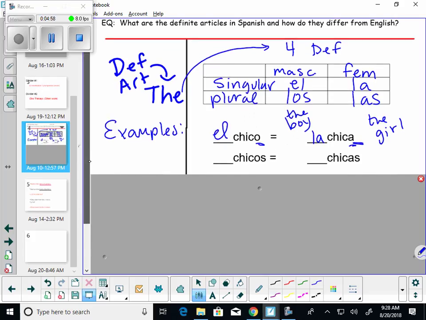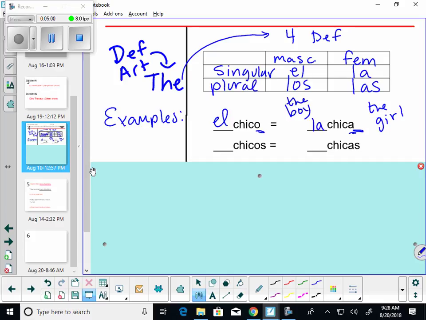Now, the plural of el chico would be what? Los chicos, which would be the boys, or a mixed group of boys and girls, los chicos. And what would I do with chicas? Las chicas. Yes, which would be the girls.